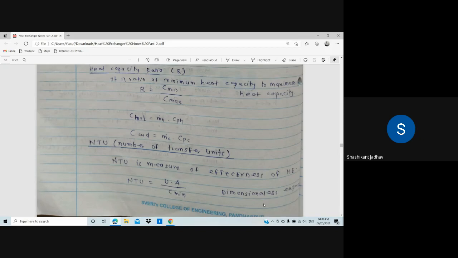Okay, all of you write down, heat capacity ratio म्हणजे काय असणार आहे, जी काय आपला CH आणि CC असणार आहे ह्याच्यामधली जी मिनिमम व्हॅल्यू असेल ती म्हणजे C minimum आणि जी मॅक्झिमम व्हॅल्यू असेल ती म्हणजे C maximum, ह्या दोन्हीचा रेशो जो असणार आहे मिनिमम हीट कॅपॅसिटीचा आणि मॅक्झिमम हीट कॅपॅसिटीचा, दॅट इज नथिंग बट हीट कॅपॅसिटी रेशो.